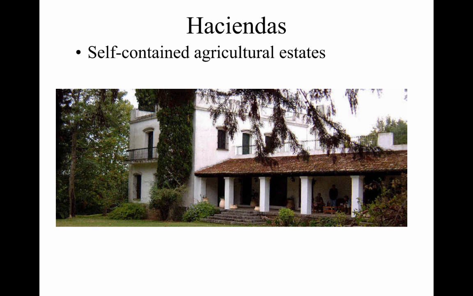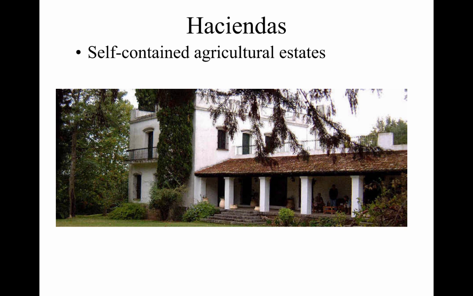Another concept that I want you to be aware of, the concept of the hacienda. The hacienda will be very important because what we see is that Latin America is very regionalized and very agricultural and rural, right? So they're kind of similar to the manors of the feudal era. They'd be self-contained agricultural estates that would provide everything for you. Some people would never leave their hacienda their entire life. The church would be there, the farms would be there, the mills would be there, everything you could ever need would be on the hacienda.